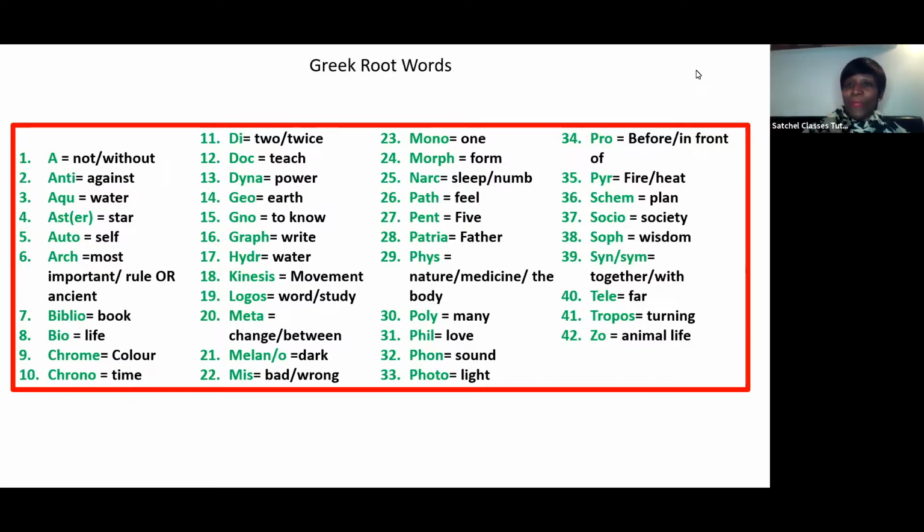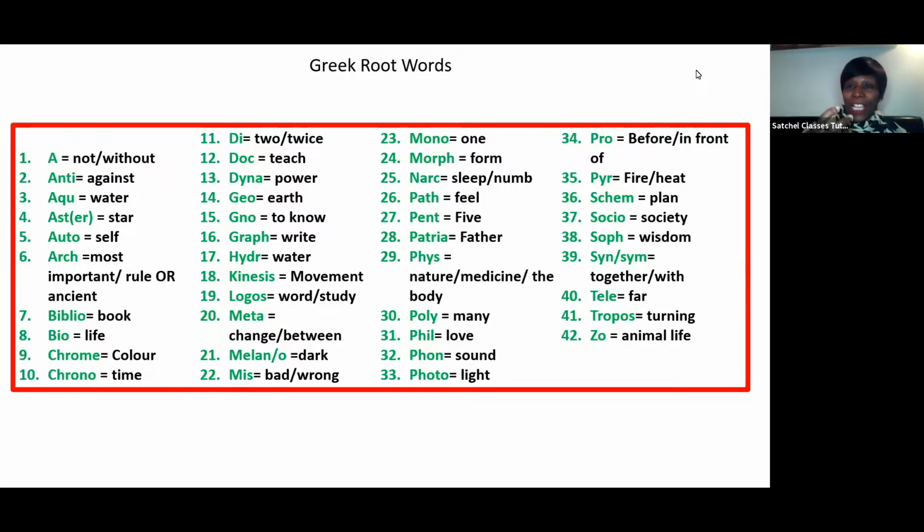Auto is to do with self, so if something is automatic, that means it moves by itself, it's able to function by itself. And arch means the most important, but it also means ancient and old. So arch enemy, archaeological, the root word comes from there. Biblio actually means book, and the word Bible means books or a collection of books. Bio is the word that means life, and biodiversity, you have that, the diversity of different life forms.